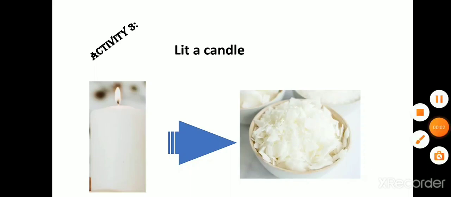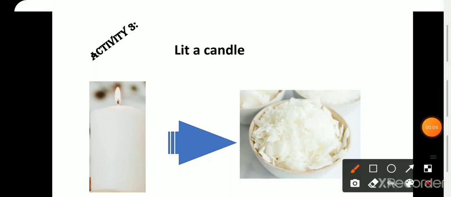Now activity 3. This is a very simple activity. You just have to light a candle and observe that candle very carefully. So here what happens? The solid wax is converted into liquid wax. So here the state of the wax has been changed. From solid it is converted into a liquid, and after liquid again it gets converted into a solid.